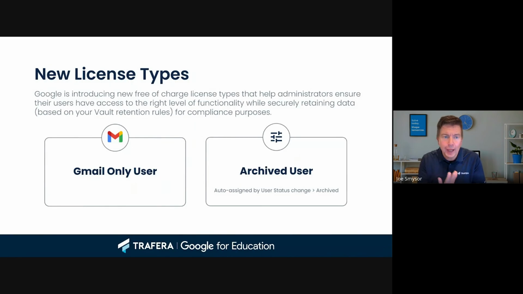So let's start with the new license types. Google's introduced two new license types to help administrators better manage their users and data. The archived user license is designed for users who have left the institution, but whose data needs to be retained either for compliance or other. The Gmail only user license provides a cost effective solution for users who need access to only Gmail, users like alumni or other users like that.